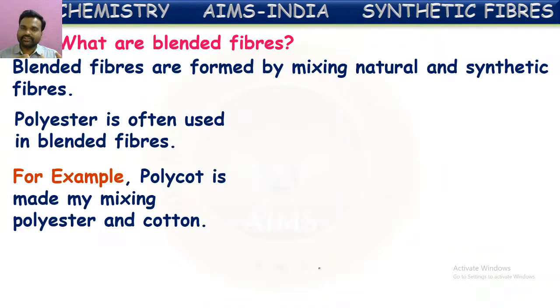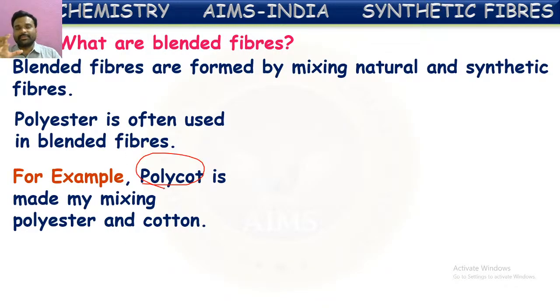If polyester is mixed with cotton, then the resultant fiber obtained is called polycot. If this polyester is mixed with wool, then the resultant fiber obtained is called polywool. In this way, the fiber obtained by mixing two or more natural and synthetic fibers is known as blended fiber. Example they have shown here, polycot.